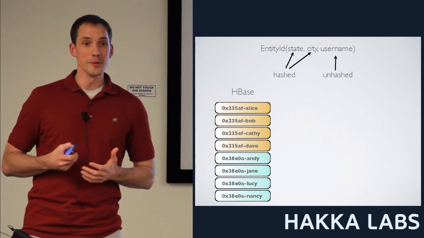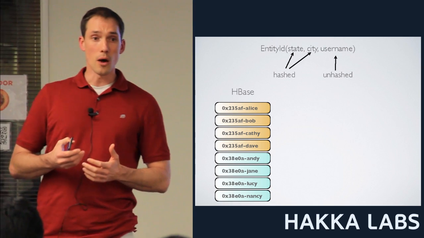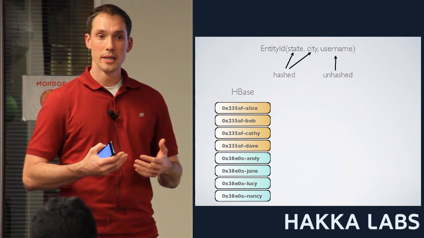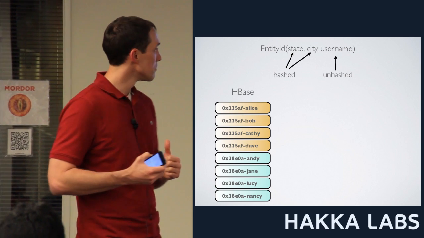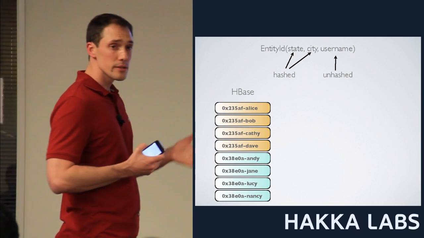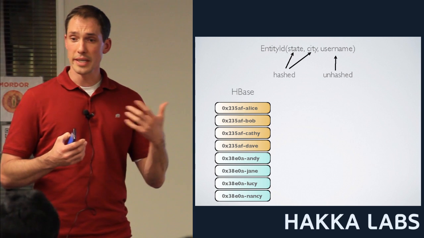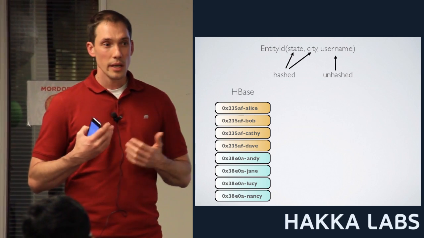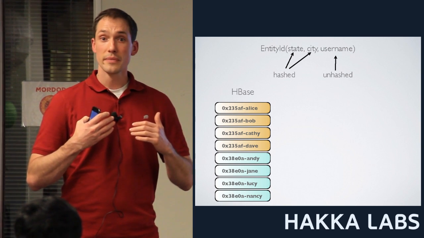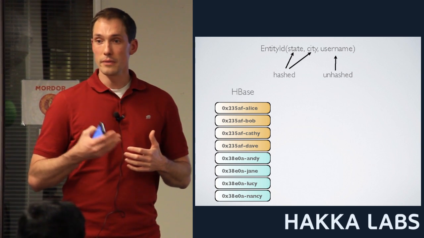In the HBase implementation of Kiji, we map this entire entity ID to the HBase row key. In HBase, the row keys are just byte arrays, so we can hash some components of the entity ID, leave some of them unhashed. And HBase will order all of this data in lexicographic order of the entity ID.